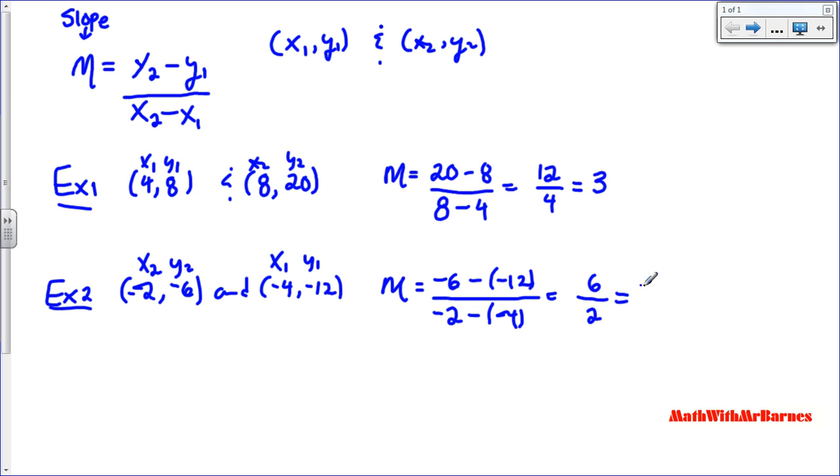That's just a fluke. Alright guys, I hope this takes care of you trying to find out how to use the slope formula.